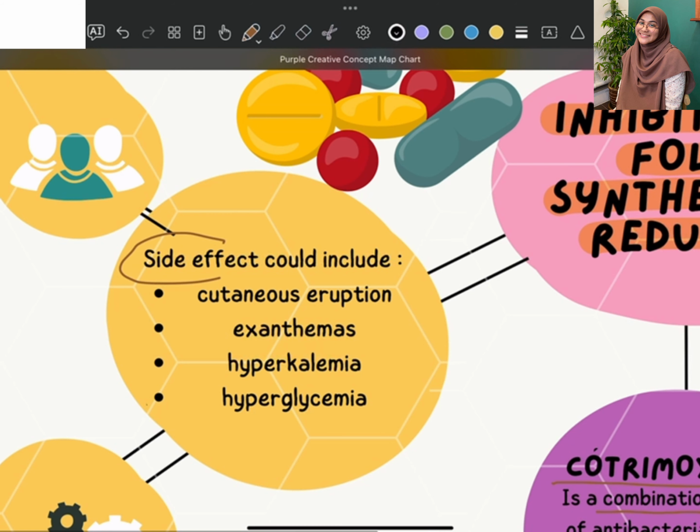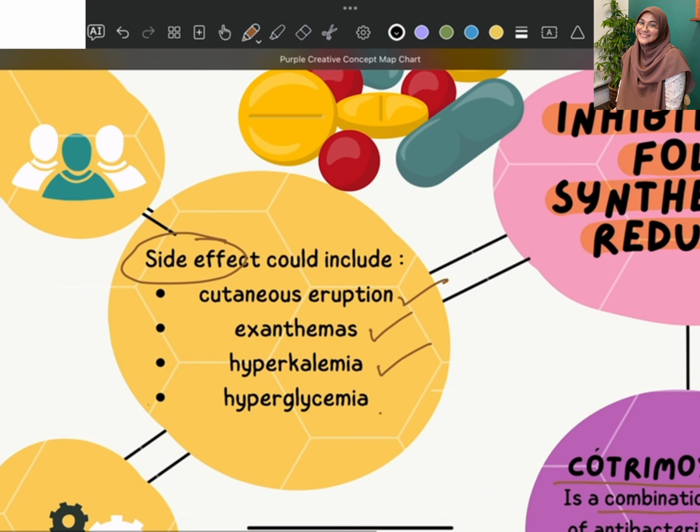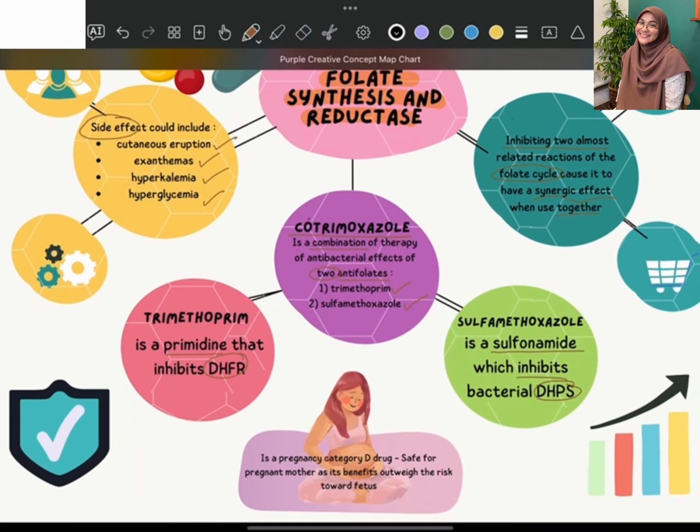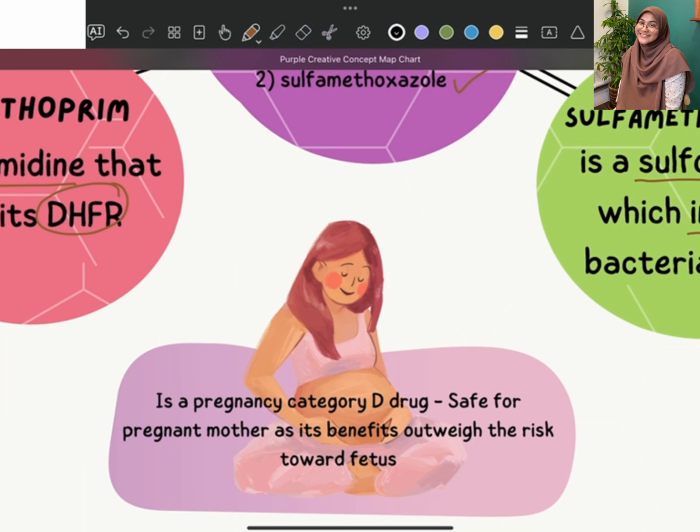Its side effects could include cutaneous eruption, exanthemas, hyperkalemia, and hyperglycemia. However, it is safe to use in pregnancy because it is a pregnancy category D drug, which means it is safe for pregnant mothers as its benefits outweigh the risk towards the fetus.